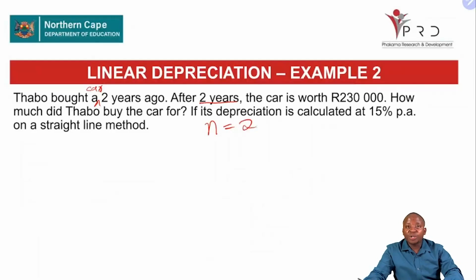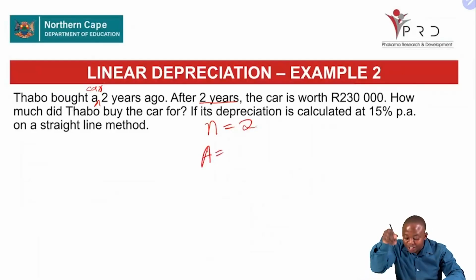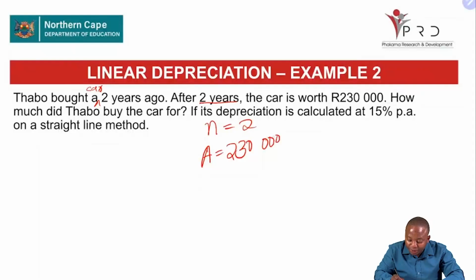230,000. So after 2 years, it's in the future. So our future amount, because the 2 years is in the future, in 2 years' time, in this case, it's 230,000. They said, how much did Thabo buy the car for? So that means in the present, 2 years ago, how much did I buy it for? So I want to know what was my present value of this vehicle.